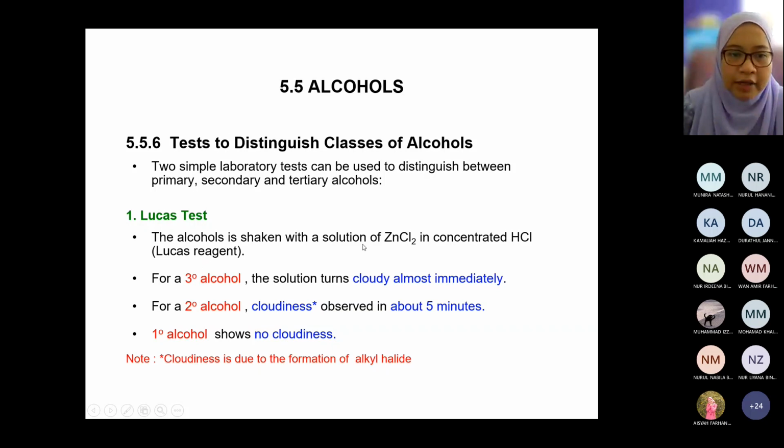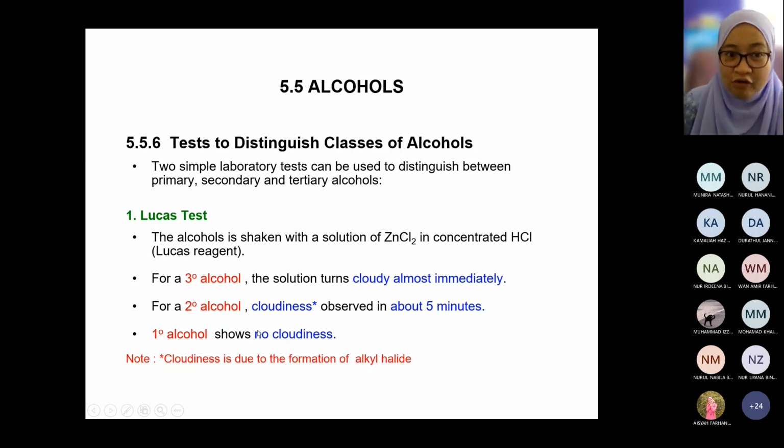If this Lucas reagent reacts with tertiary alcohol, we will see the cloudiness immediately. If the Lucas reagent reacts with secondary alcohol, the cloudiness will still take place. It's just that it will take longer to appear. It takes about 5 minutes to appear. Whereas for primary alcohol, it shows no cloudiness. So, are you familiar with this?